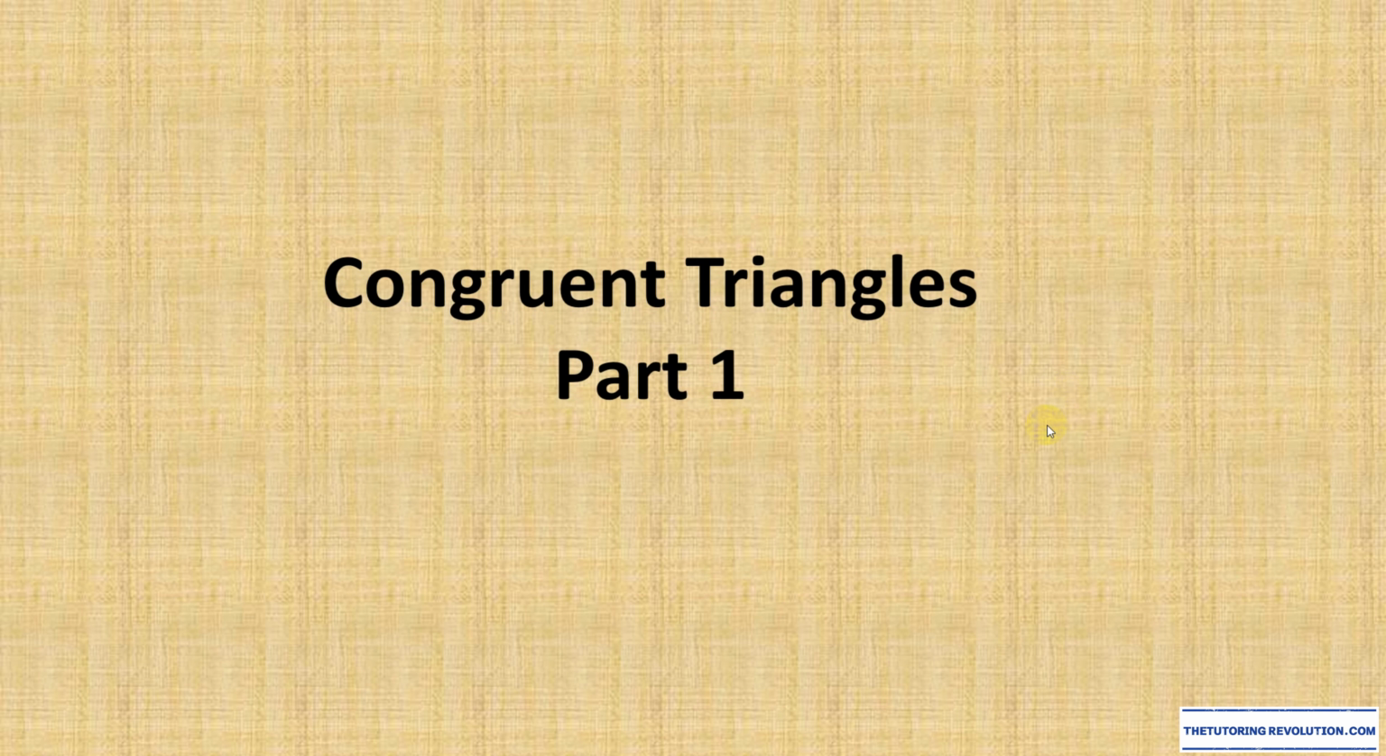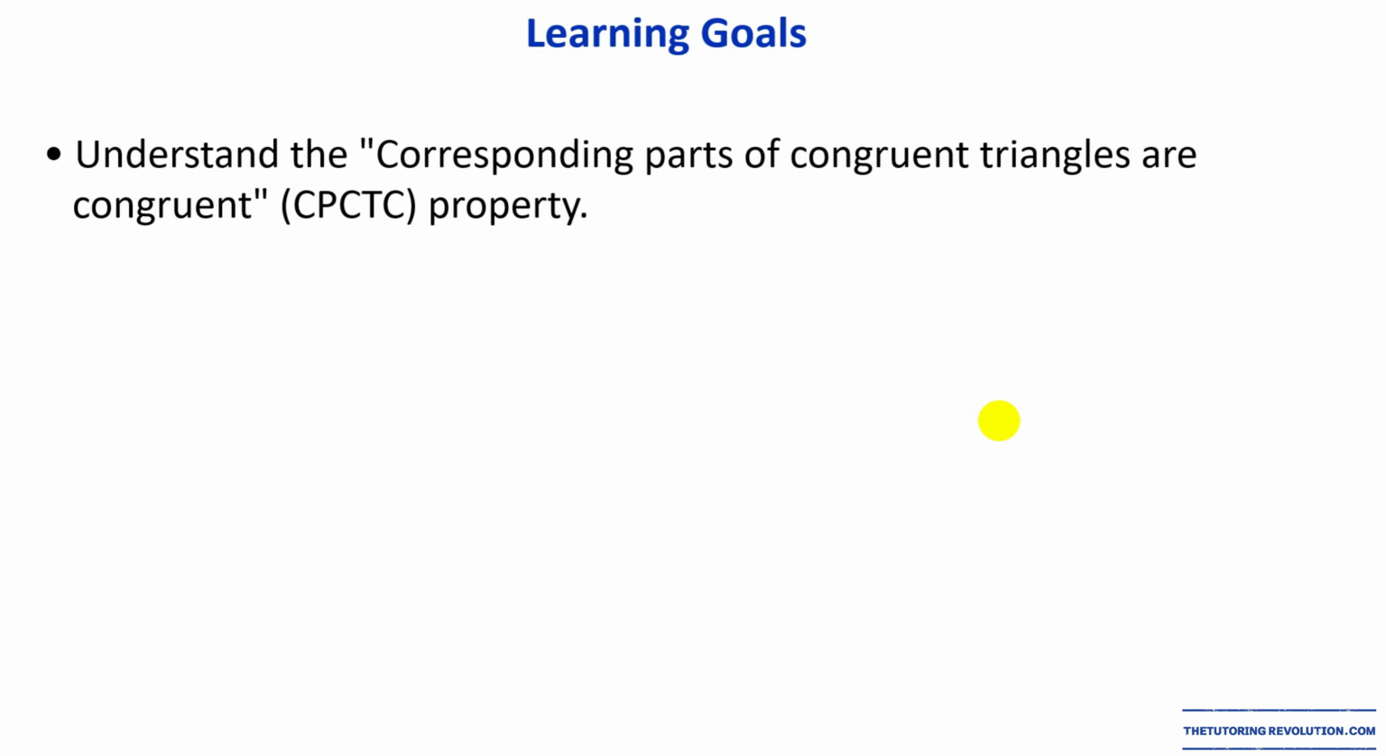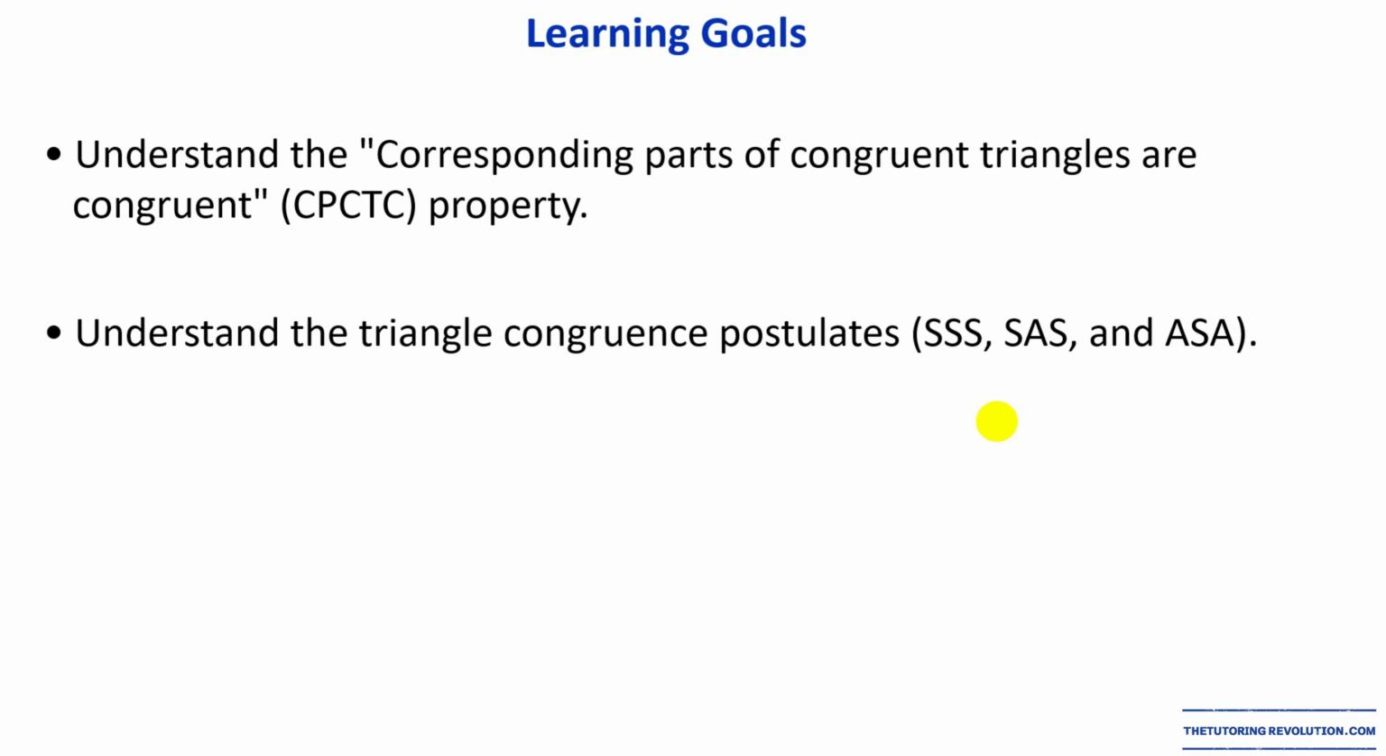Hello, this is the first part of a two-part lesson on congruent triangles. The learning goals for this lesson are: understand the corresponding parts of congruent triangles are congruent, or CPCTC property, and also understand the triangle congruence postulates, SSS or side-side-side, SAS or side-angle-side, and ASA or angle-side-angle.